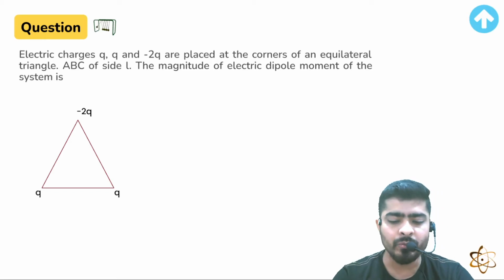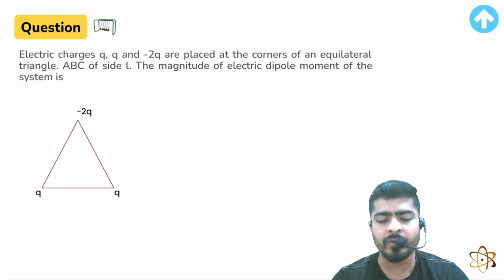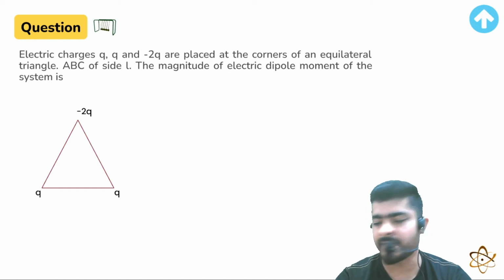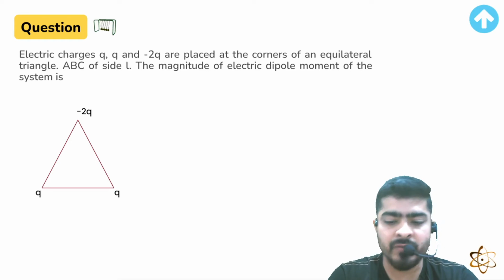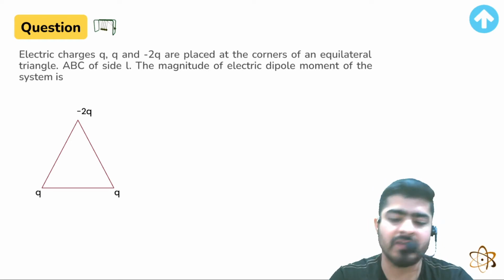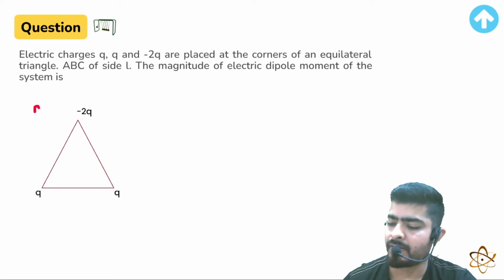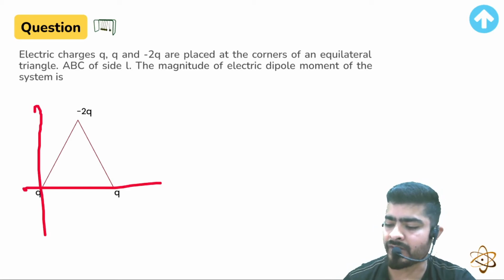Px equals q1 x1 plus q2 x2 plus q3 x3. Py equals q1 y1 plus q2 y2 plus q3 y3. So find x1, x2, x3, y1, y2, y3. Solve it. Take this as the origin.